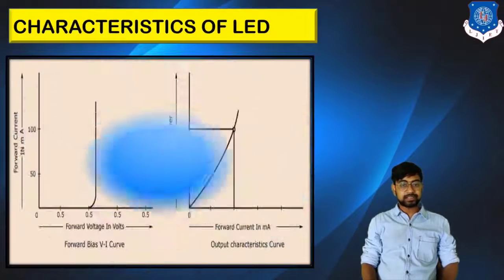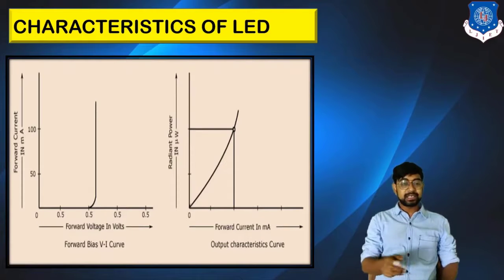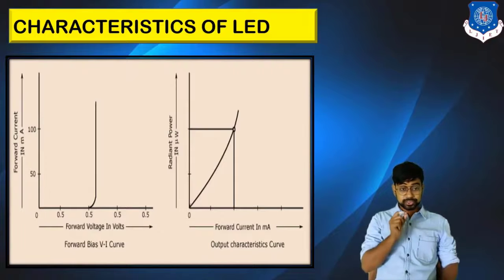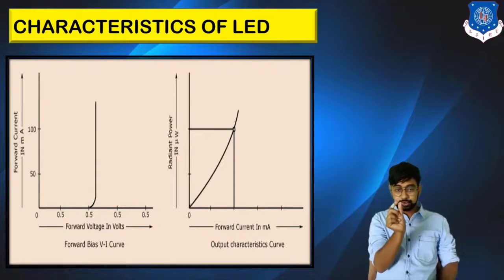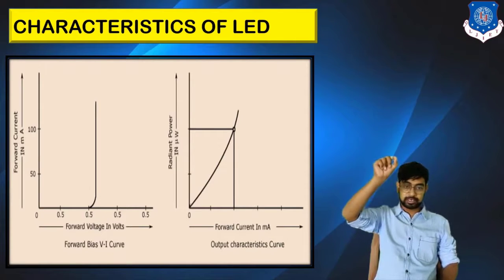Now we are taking the characteristics of LED. You can see that the characteristics of LED, that is the VI curve, is almost the same as a PN junction diode. Ultimately, LED is nothing but a PN junction diode only, but there is some change in the composition. So here with V versus I, as the depletion region is reducing, the current will slowly and gradually increase, and after a certain point it will increase sharply.